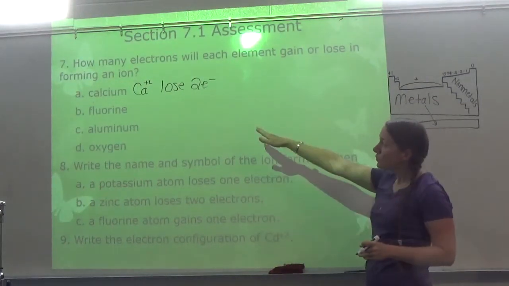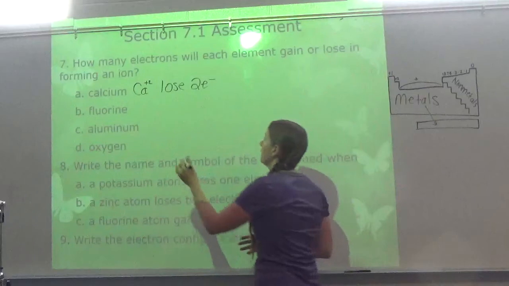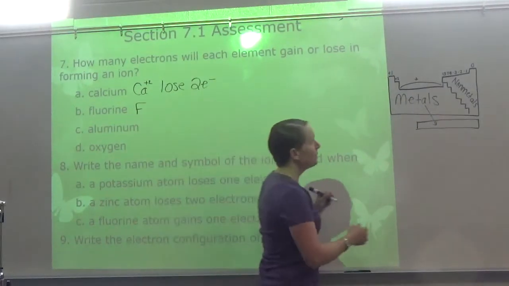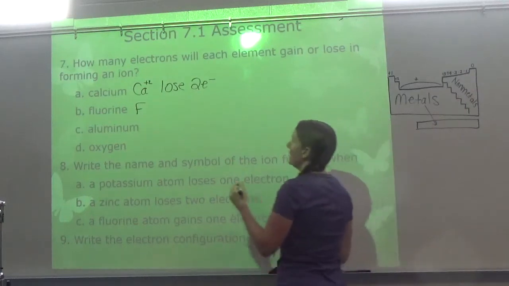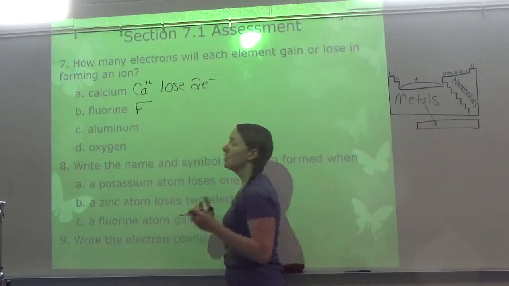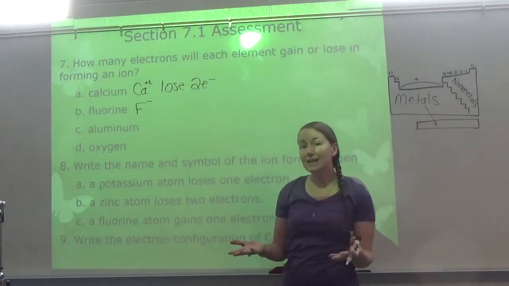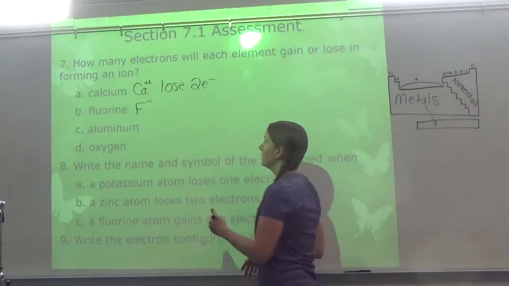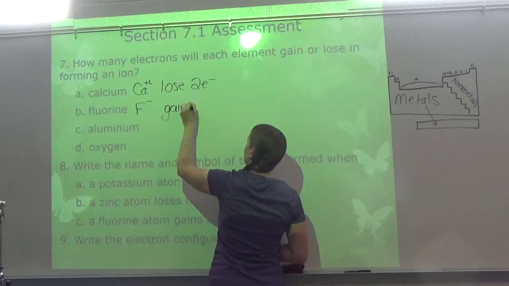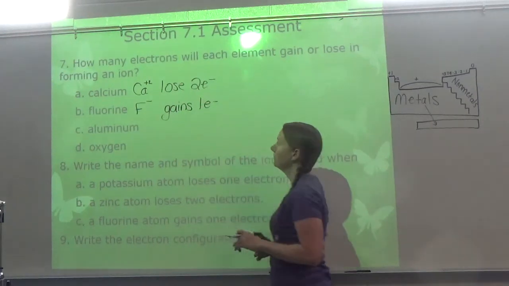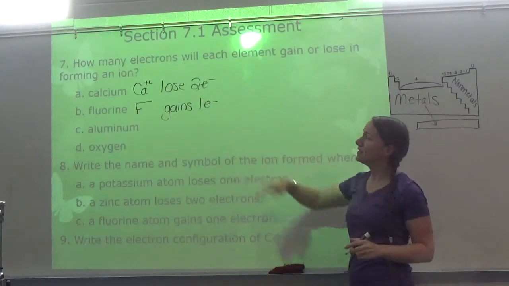All right, so fluorine is F. If you look on the periodic table, it's in group 17, which falls under the -1 category. So how does something become negative? It has to gain electrons. Since it's -1, it gains 1 electron. All right, next is aluminum.